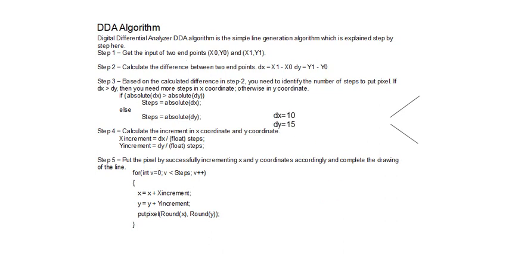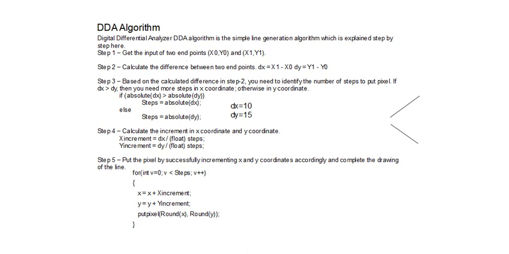Now you can see what will happen. Steps will be dy, because change in y, that is dy, is greater. So if we come to step number 4, x increment is dx divided by steps. Steps is whichever is greater here. So dx, that is 10 divided by 15. So y increment will be dy by steps, so that will be 15 by 15.